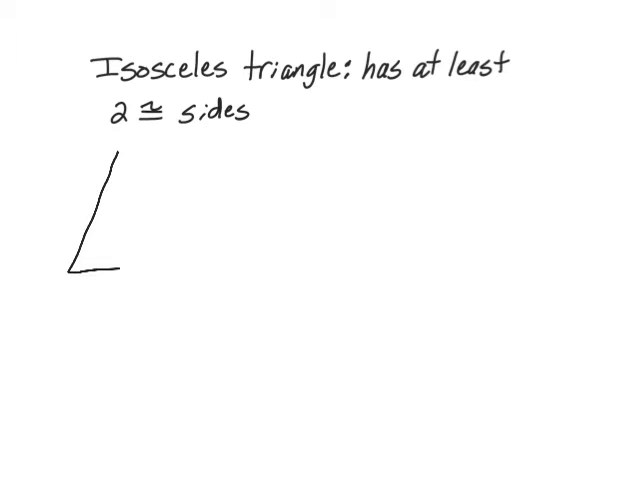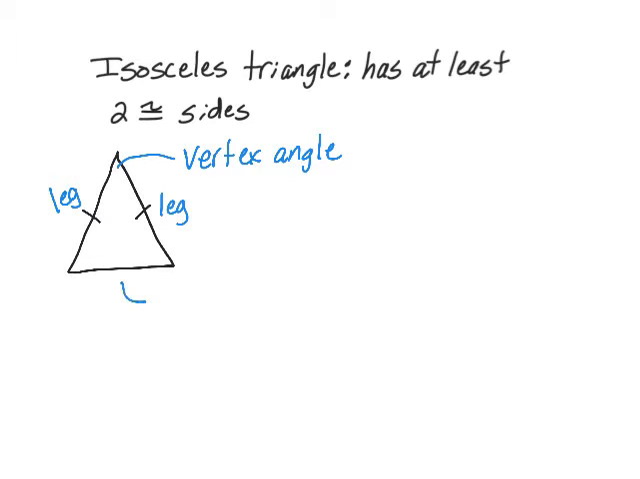typically, here's your triangle. We have two sides that are equal, so I have the tick marks there. And we have some terminology here. So the angle at the top, that's called the vertex angle. And the two congruent sides, those are the legs. So we have a leg here, we have a leg here. The non-congruent side, if you have a non-congruent side, that's called the base.